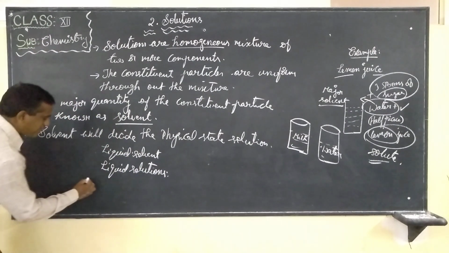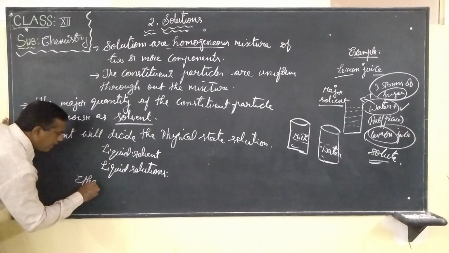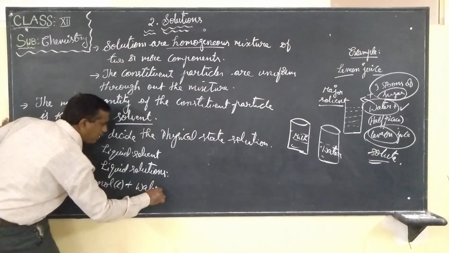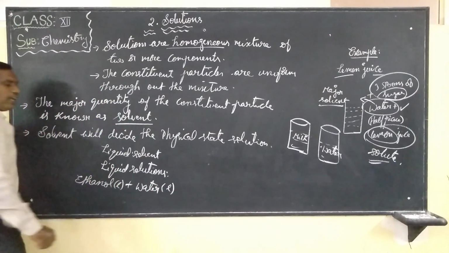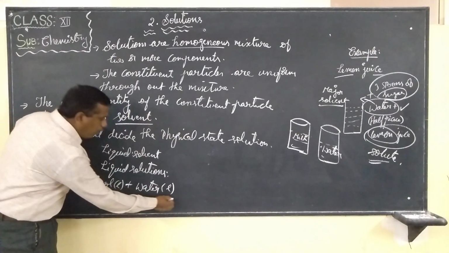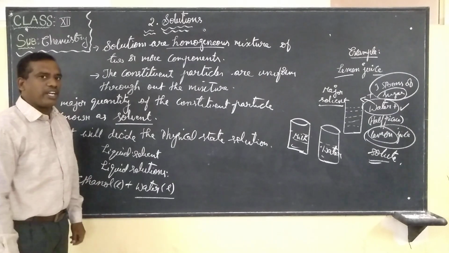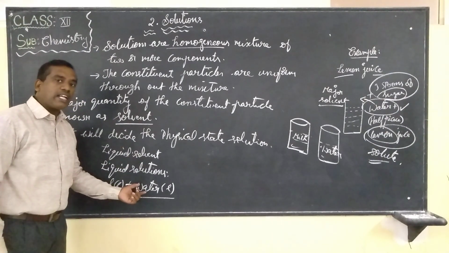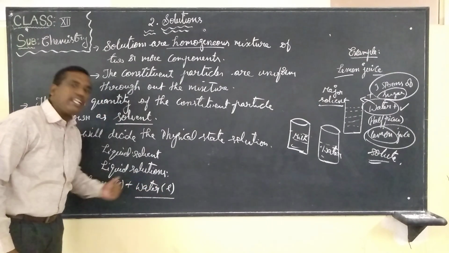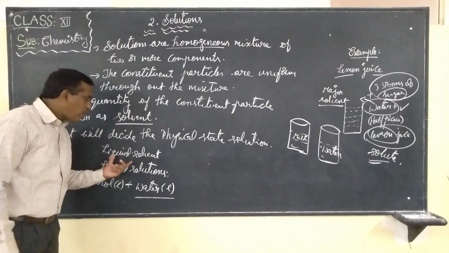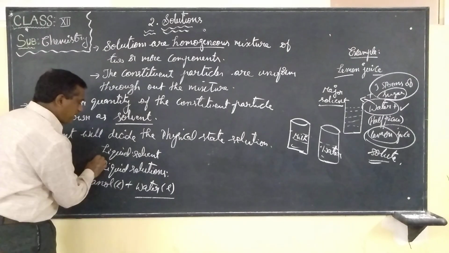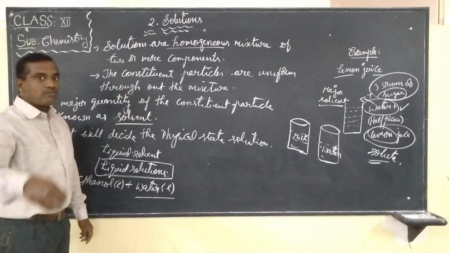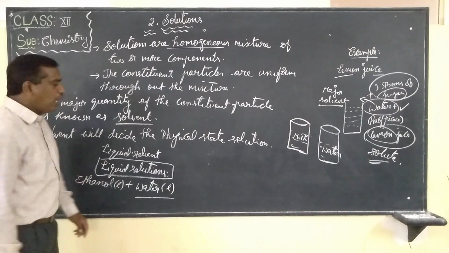Ethanol is a liquid. You are going to mix ethanol in water. Water is the major component here, that is what we call the solvent. The major component, solvent, is present in liquid state. Hence, this is called a liquid solution. Now you may have one more doubt.